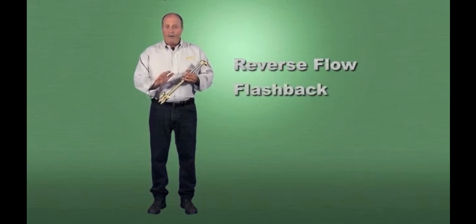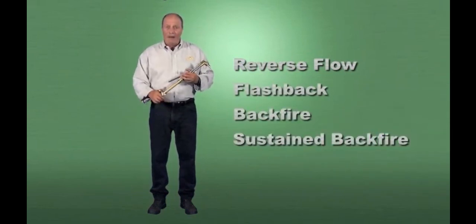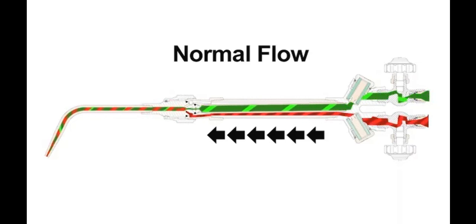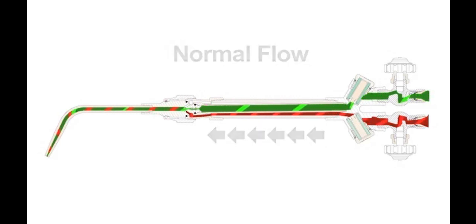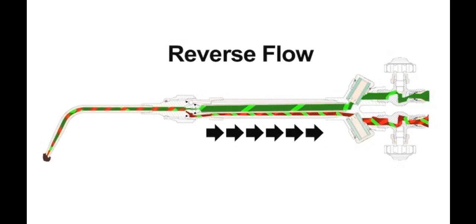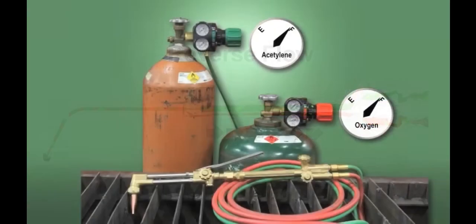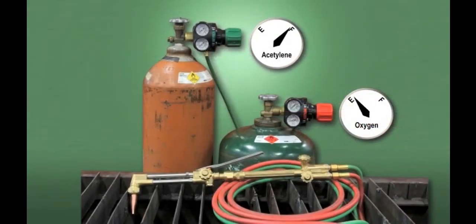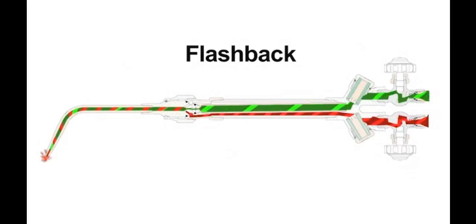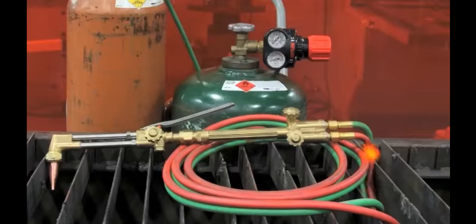Before looking closer at torch handles, we need to explain a few terms and understand some of the hazards associated with oxy-fueled equipment. The terms are reverse flow, flashback, backfire, and sustained backfire. Reverse flow is when either the oxygen enters the fuel gas side of the system or the fuel gas enters the oxygen side of the system. This occurs when there's a restriction of one of the gases or an imbalance of pressure. This can be caused by a clogged or blocked tip, or allowing one of your cylinders to run out of gas. If a reverse flow condition exists, a flashback can occur. Flashback is the return of a flame through the torch into the hose and even into the regulator.